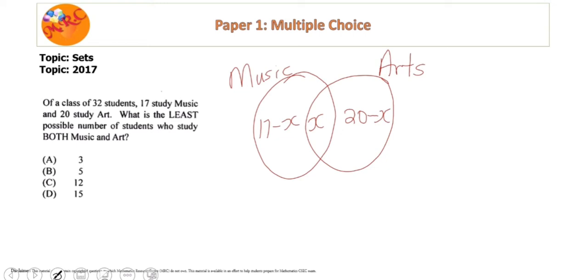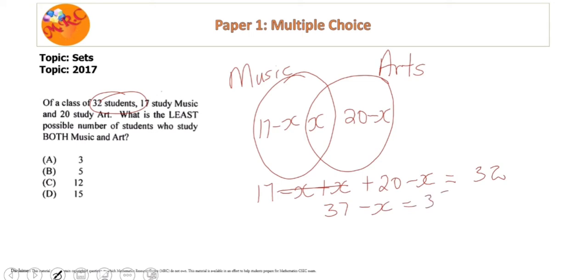Alright, so let's go. So it's going to be 17 minus X, so we're adding every aspect of the statement there together, minus X. And they say all of this is supposed to equal 32. Good. So the minus X here and the plus X here cancel out each other. So we have 17 plus 20, which is 37 minus X equals 32. Good. Now we're solving for X.